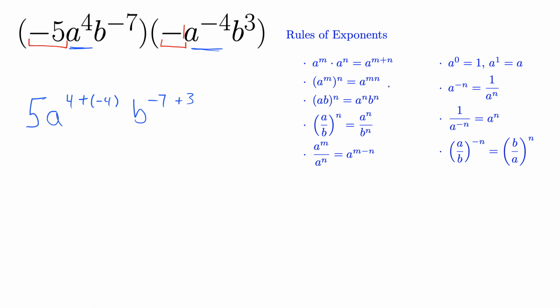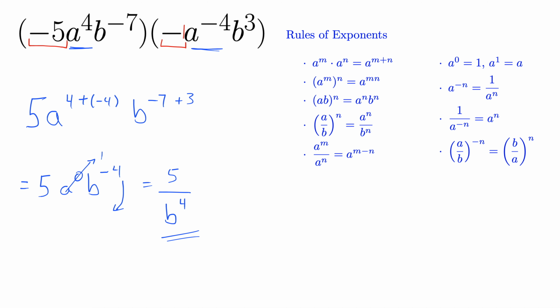There are other ways to use these rules of exponents to solve this problem. I did it this specific way. You can do it other ways and get the same correct answer. Let's continue here. So the 5 is still hanging out in the front. A to the, well, 4 minus 4 is 0. B to the negative 7 plus 3 is negative 4. Well, remember, a to the 0 is 1. So that just gives us 5. And then this b to the negative 4. Remember, you don't want to have any negative exponents in your answers. So let's do 5 over b to the fourth. Okay, so 5 over b to the fourth.